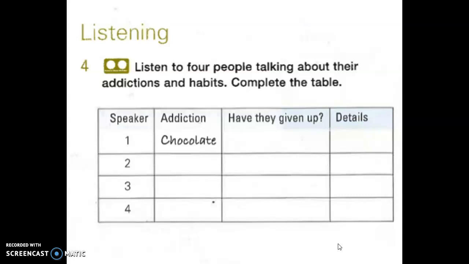There are 4 different speakers here, so if you're looking for a way of cutting down this part of the lesson, you could just do 2 of them. Equally, because it's 4 separate people speaking, you can turn this into a reading task. You can give them the short texts and get them to do the same task as is here. What's the addiction? Have they given it up? What details you can do. So same task, but done as a reading. And again, you don't have to do all 4. You could do 1 or 2. So there's a lot of different ways of doing this particular task.